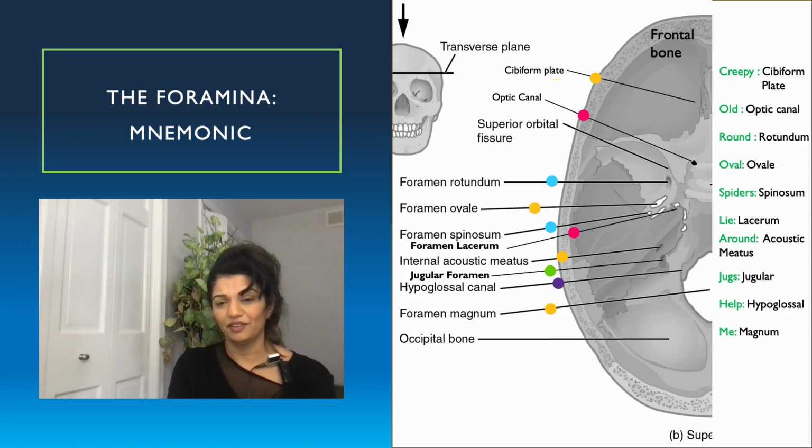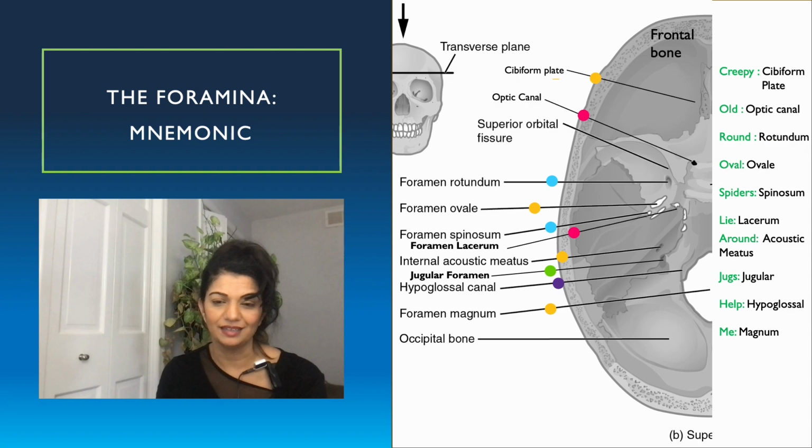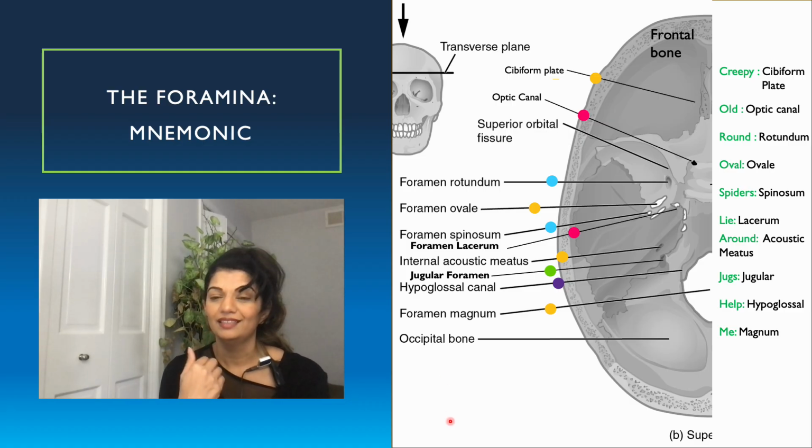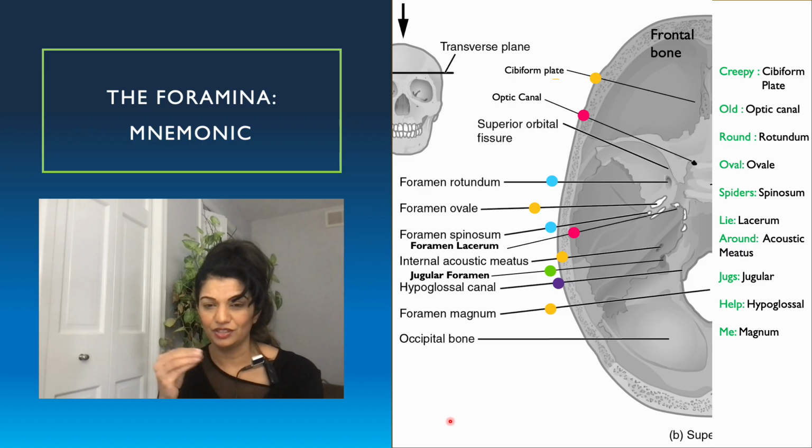And then, of course, we've got the foramen magnum. That's going to be for "me," right? So hypoglossal was "help," and then "me" is for magnum. So that sort of tells you all the structures that have arteries and nerves and veins that go through it. Oh, although there is another one, which is the superior orbital fissure right here that you see, that is not part of the mnemonic, but this actually also houses a lot of things.